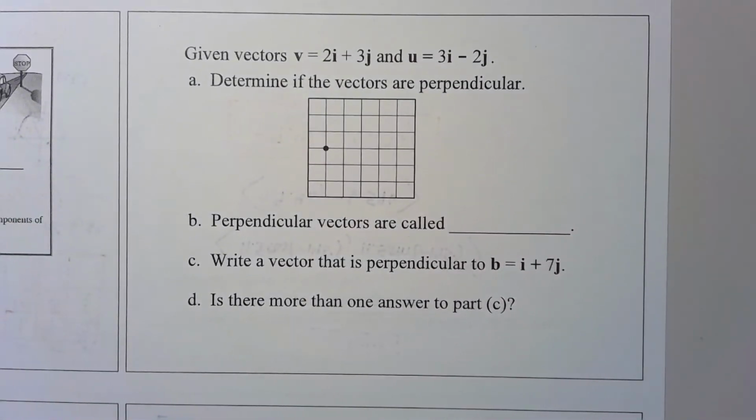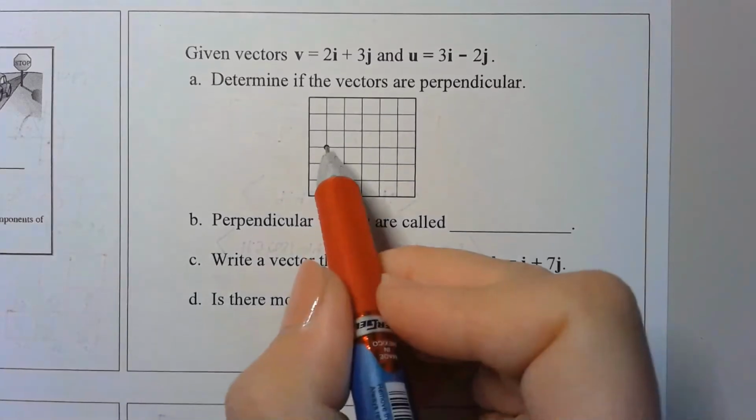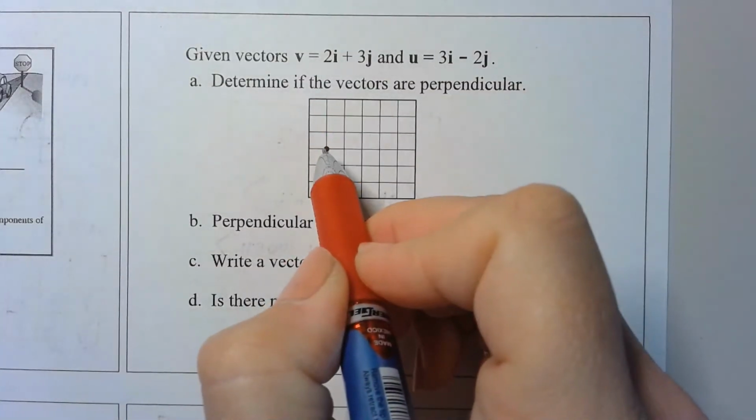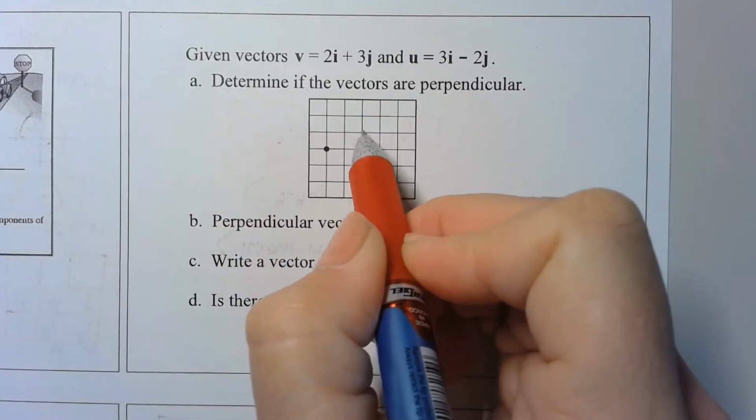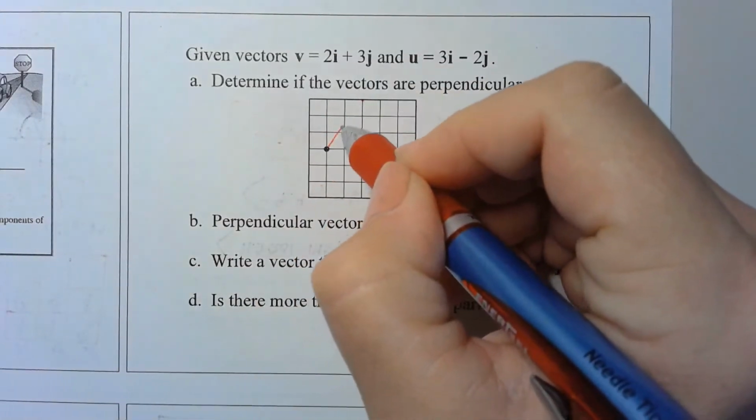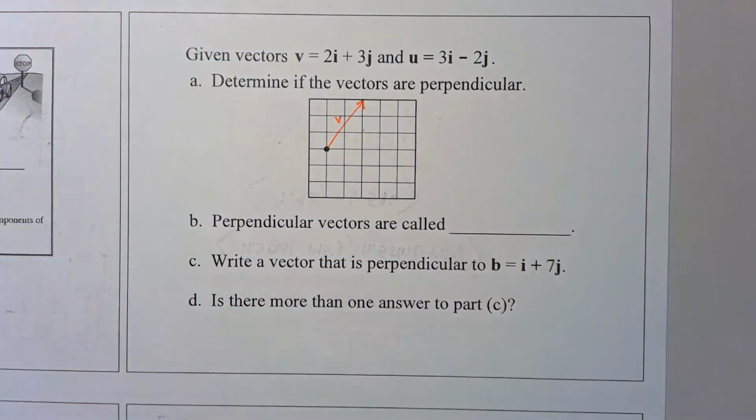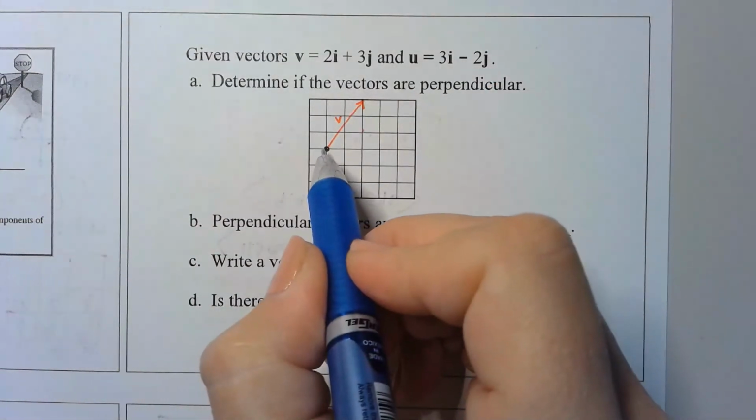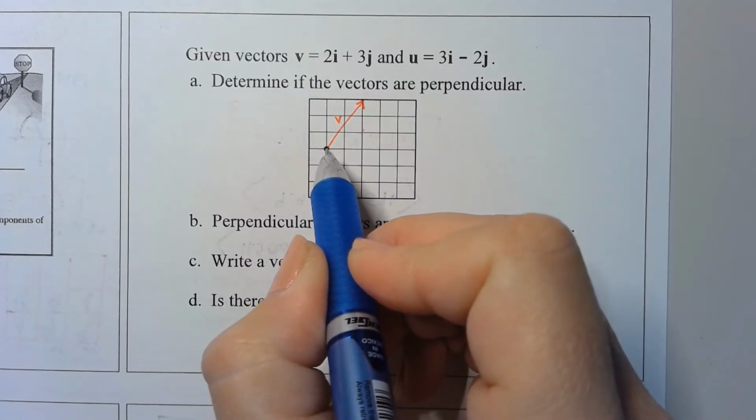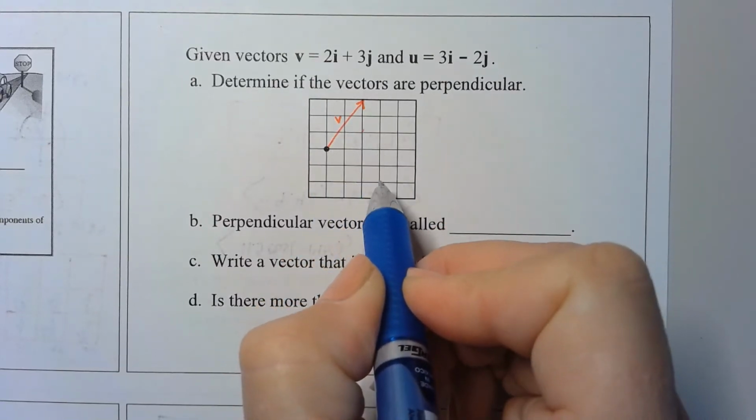Given vectors v and u. V equals 2i plus 3j, and u equals 3i minus 2j. It says determine if the vectors are perpendicular. Oh, well, let's take a look. Let's draw them. I gave us a starting point. So I'm going to do vector v first. I'm going to go to the right 2 and up 3. So there's vector v. And vector u, I'm going to start in the same place. I think it's going to be easier to look at it. I'm going to go to the right 3 and down 2.